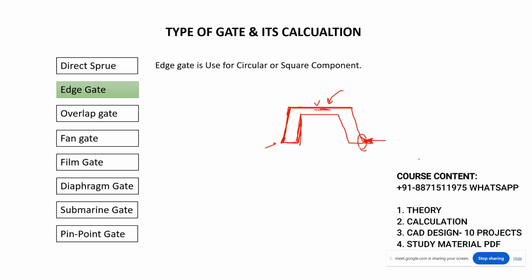If this is a single cavity mold, and the customer says you will not get the gate point here, then you have to take another approach. For example, you have a component like this, so you have to prepare the gating system like this. This is the sprue, and then you have to take the runner like this, and you have to prepare the gate like this.